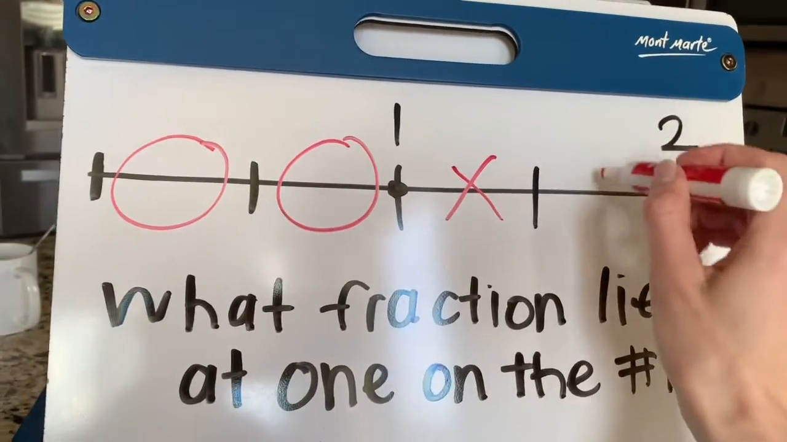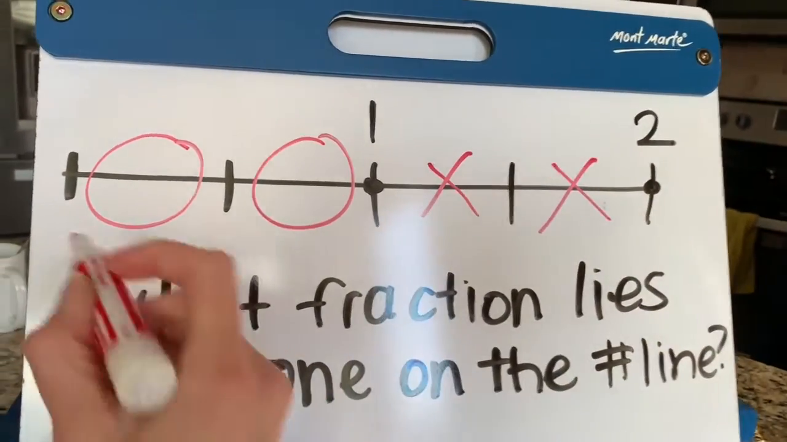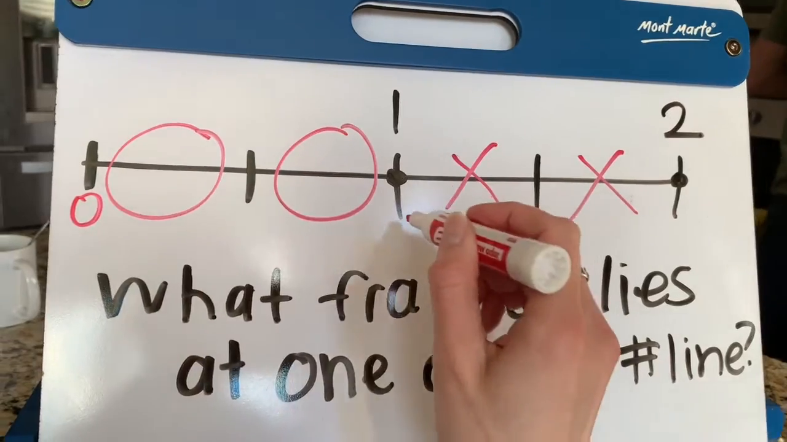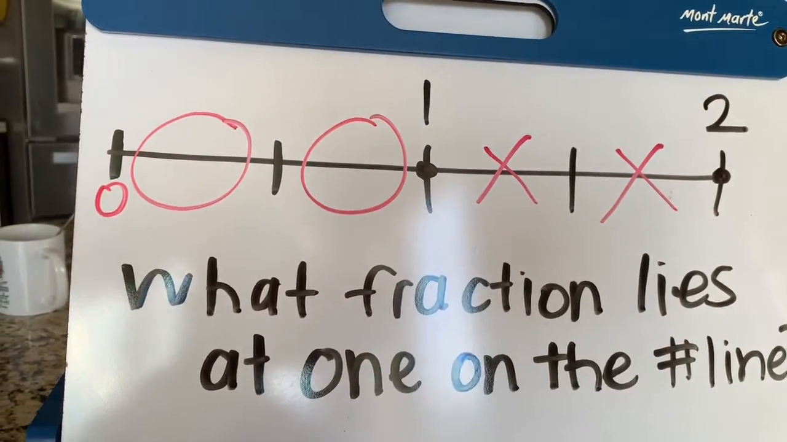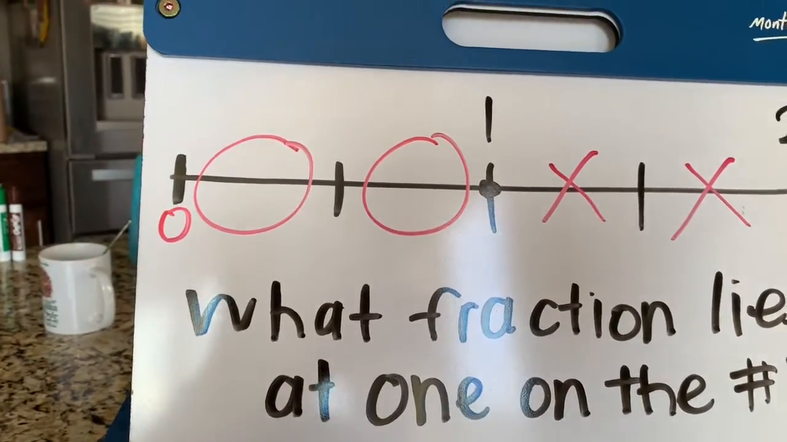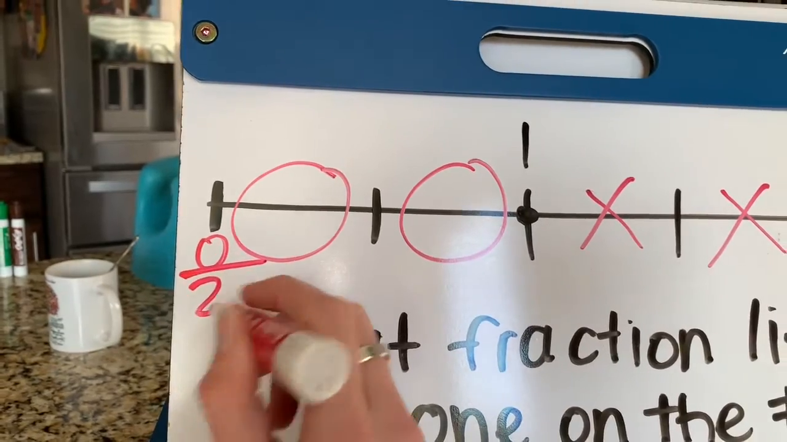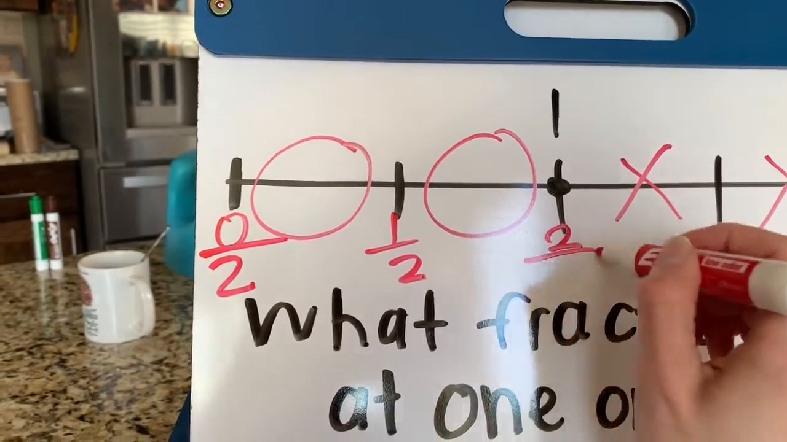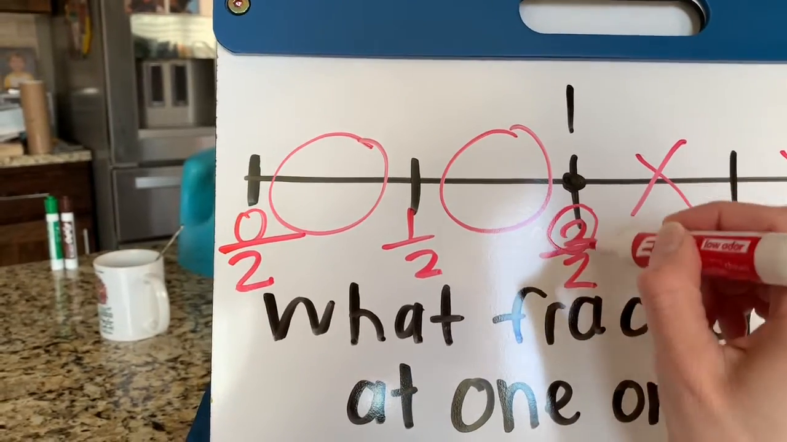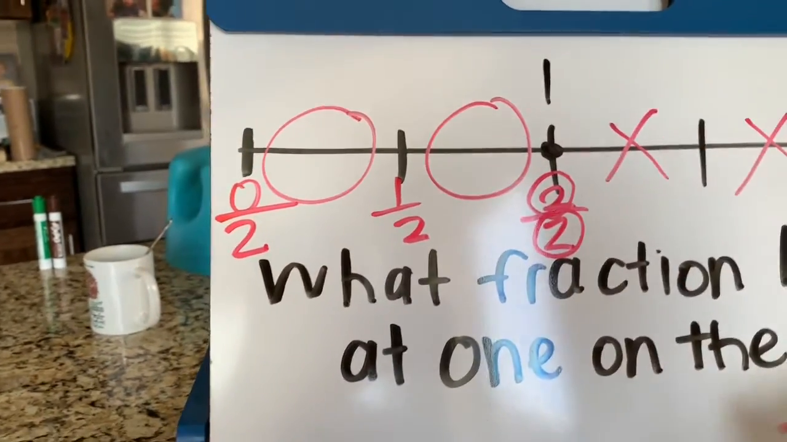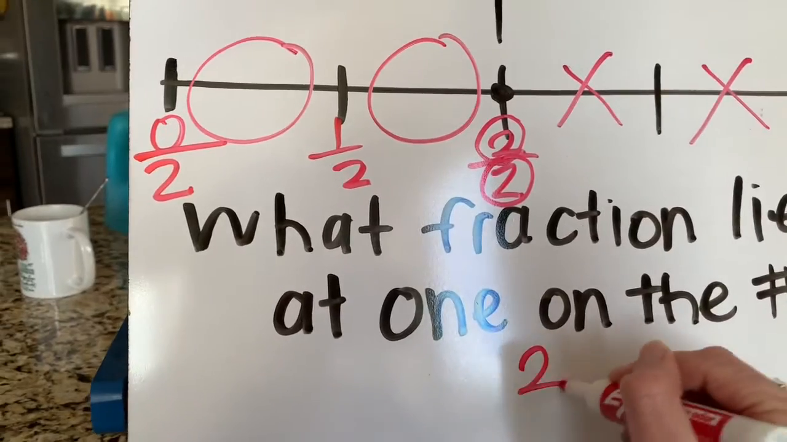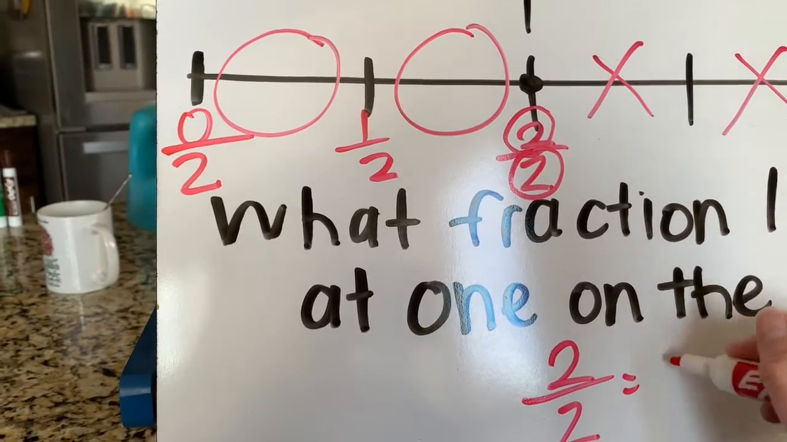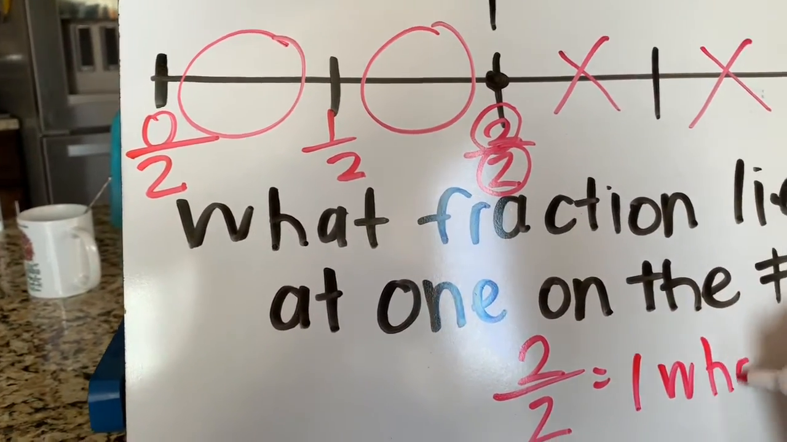I count this space or this space because I remember that I stop at the 0, from the 0 to the 1. So I have 2 spaces. I'm going to put a 2 in the denominator, so I know that this is 0 halves, and this is 1 half, and this is 2 halves. And when I know the number on the top is the same as the number on the bottom, I know my answer is 2 halves, which is equal to 1 whole.